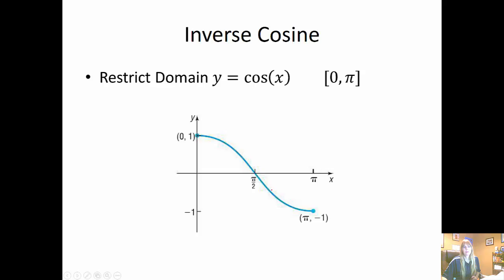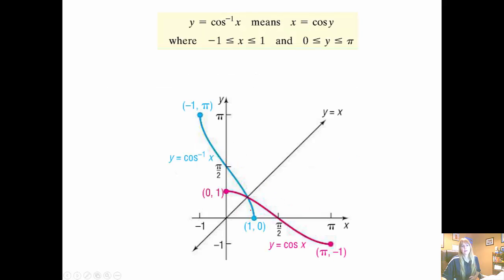So this is my restriction to make my cosine 1-to-1, and that's going to allow me to now have an inverse function. Because my function's 1-to-1, I can have an inverse function. How do we find the inverse? We swap the x's and the y's, just like we did on the sine. And then up here, notice we're flipping once again the domain and range. So the inverse function, the domain is -1 to 1, and the range is from 0 to pi.